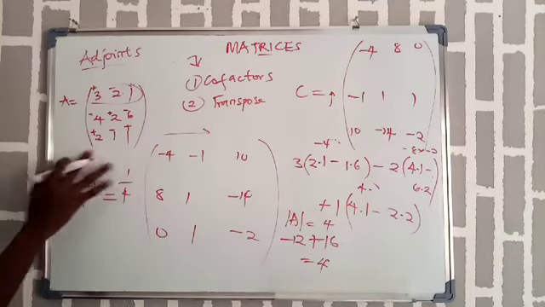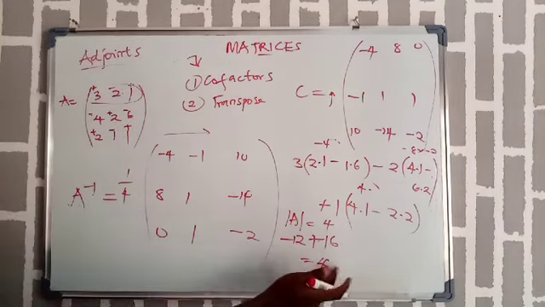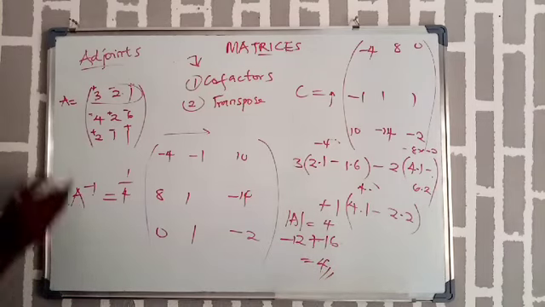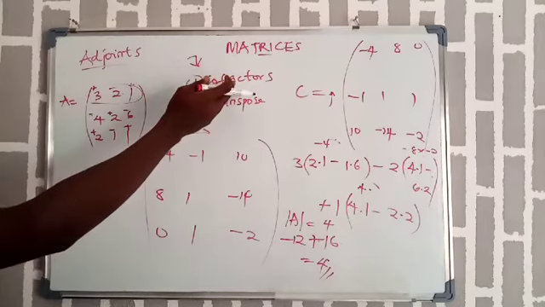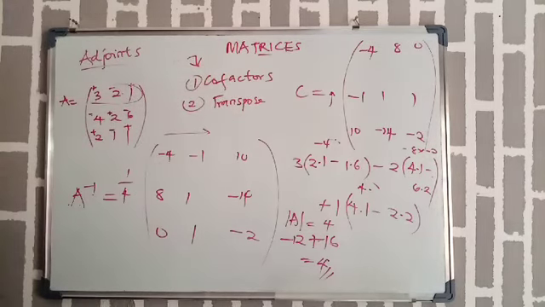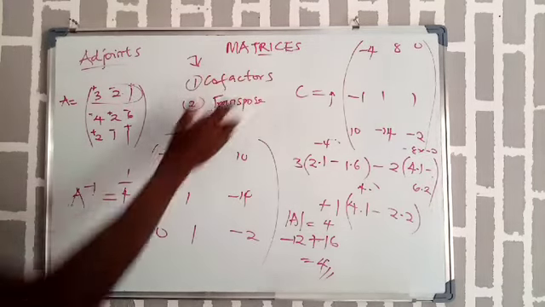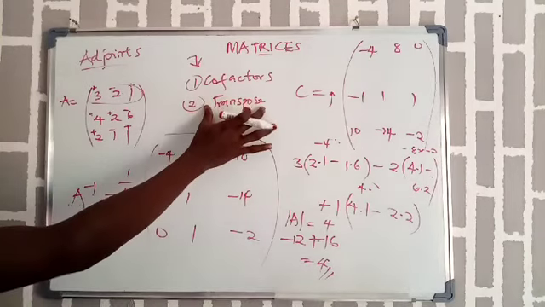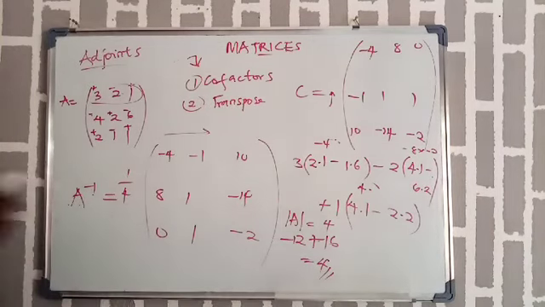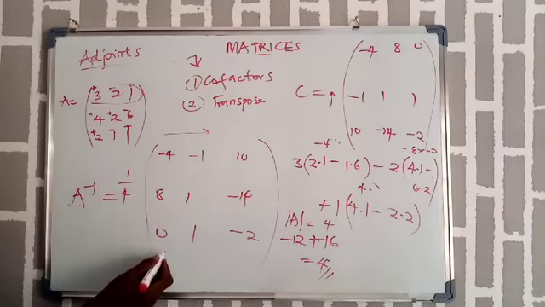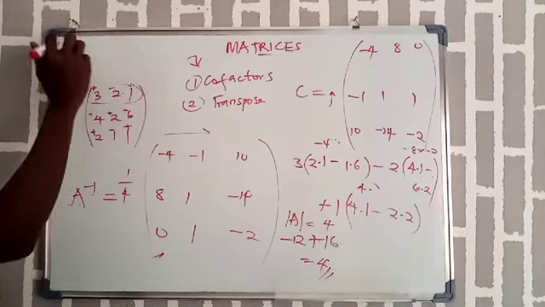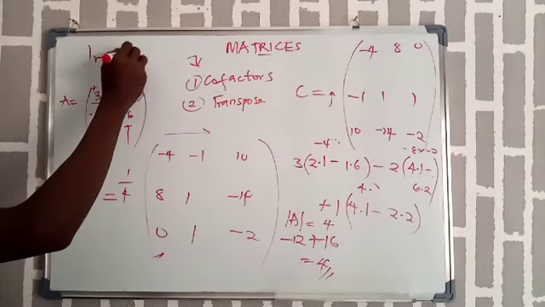So if you are given a matrix like this and asked to find the inverse of this matrix, the first thing you are going to do is find the determinant. Here is your determinant. When you are done finding your determinant, you keep your answer somewhere. You find your cofactors like we did, then you transpose your cofactors, then you divide your transpose by your determinant. That is 1 over 4. And that's everything for the inverse of a matrix. Thank you.